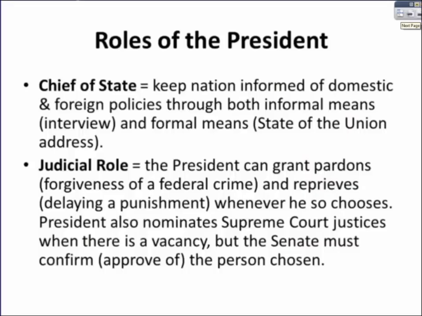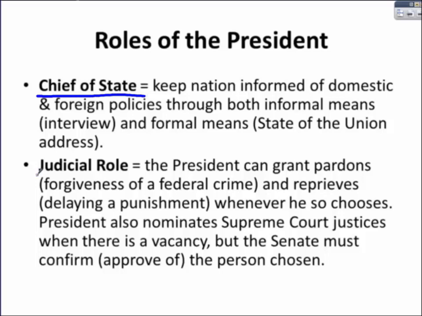More roles of the president is chief of state. This means that the nation is to be kept informed on domestic and foreign policy, both through informal means, which today would be an interview on television, or a press conference via the president's press secretary, and formal means, such as the State of the Union address that happens every year.